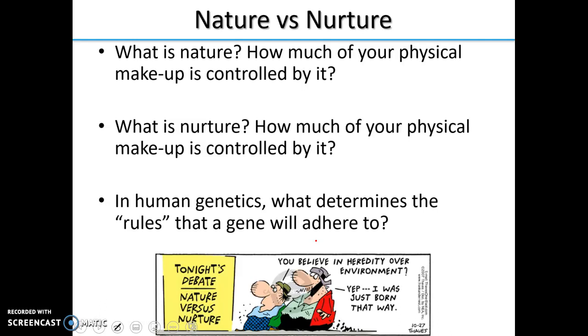And now in human genetics, what determines the rules that a gene will adhere to? So we went over a plethora of non-Mendelian. We went over some Mendelian. How does a gene know which rules it's going to play by? The answer is it lies in the gene. Each gene knows how its expression is controlled, okay? Each individual gene. And that wraps up non-Mendelian inheritance.